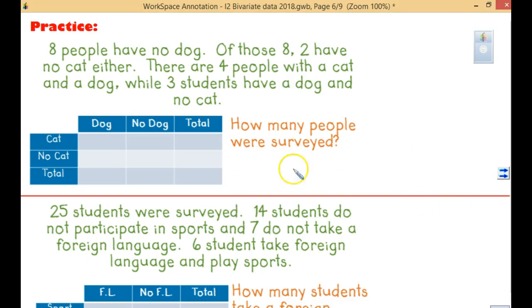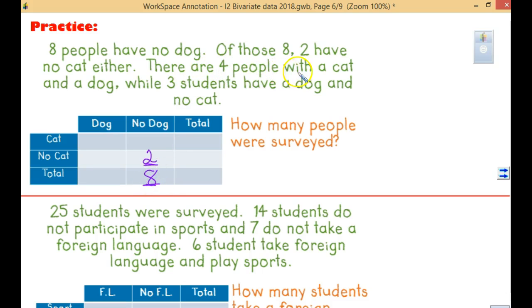This main question is how many people were surveyed. So as we look at that next one down, the first piece of information they tell us is that 8 people have no dog. So under no dog at the bottom, we are going to put 8. It says of those 8, which means we're looking at the no dog people. 2 have no cat. So we want to go to the no cat people, right?